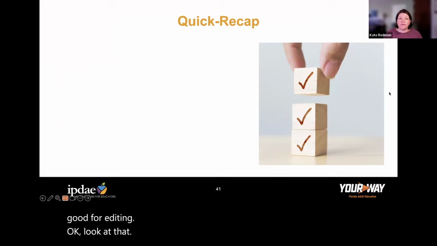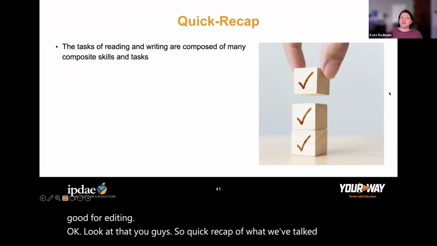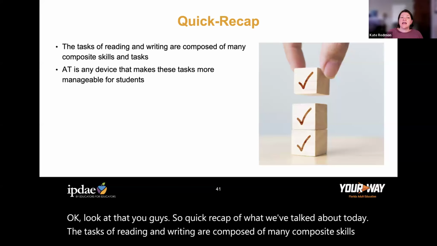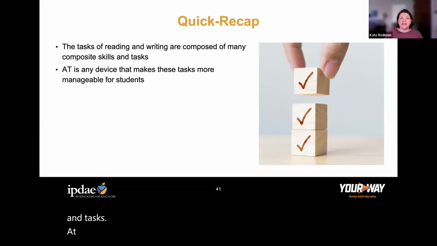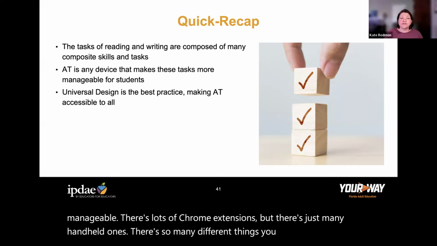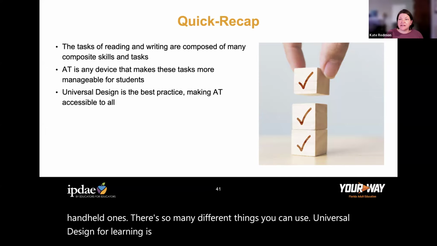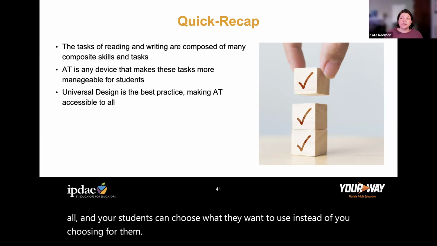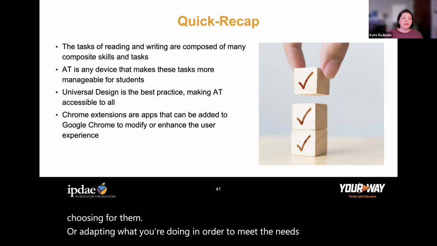So, quick recap of what we've talked about today. The tasks of reading and writing are composed of many composite skills and tasks. AT or assistive technology is any device that makes those tasks more manageable. There's lots of Chrome extensions, but there's also many handheld ones. There's so many different things you can use. Universal design for learning is the best practice. That means that AT is accessible for all, and your students can choose what they want to use instead of you choosing for them or adapting what you're doing in order to meet the needs of just one student.